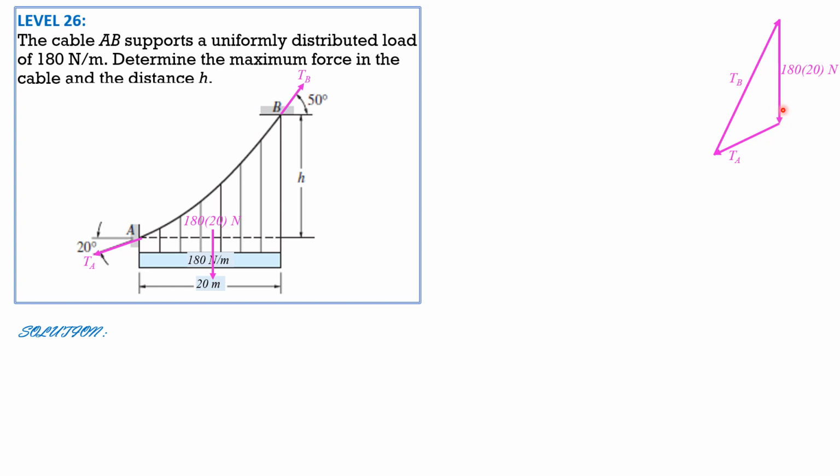So again, this is 110. The angle that tension B makes with the horizontal is 50, so with the vertical it is 40 degrees, 90 minus 50. And therefore this angle is 180 minus 110, 70 degrees, minus 40, 30 degrees. So this is 30 degrees. By sine law, tension at B, which is the maximum force in the cable, over sine 110, equals 180 times 20 over sine 30 degrees.